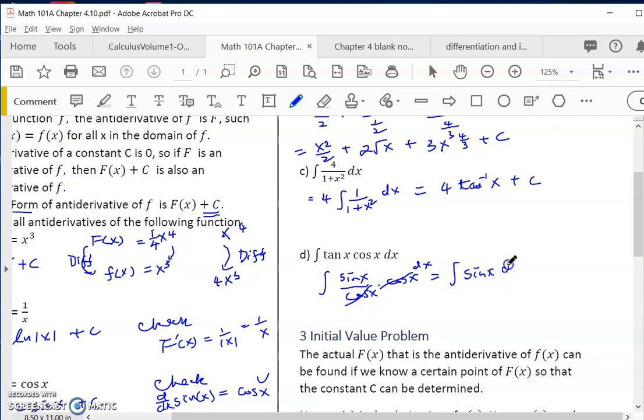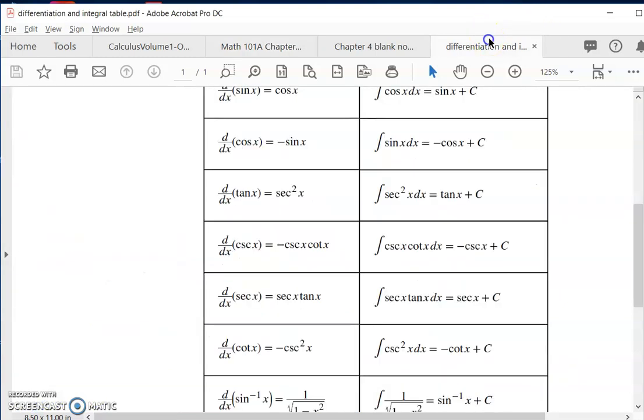Can I do the integral of sine x dx? Yes, there is a function whose derivative is equal to sine x. That is cosine x, but when you do the derivative of cosine x, it was negative. So you have to start with negative, plus c. So look at the table. The antiderivative of sine x is negative cosine x.